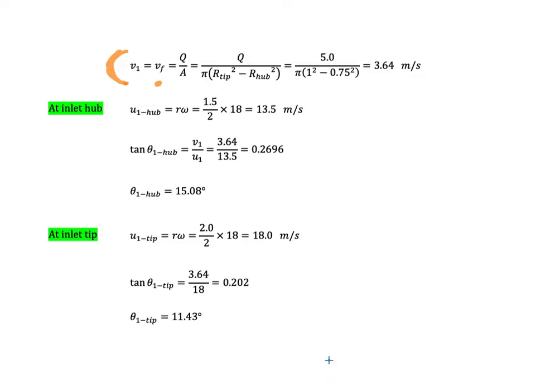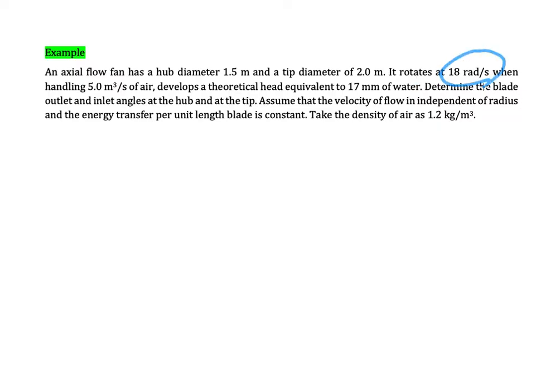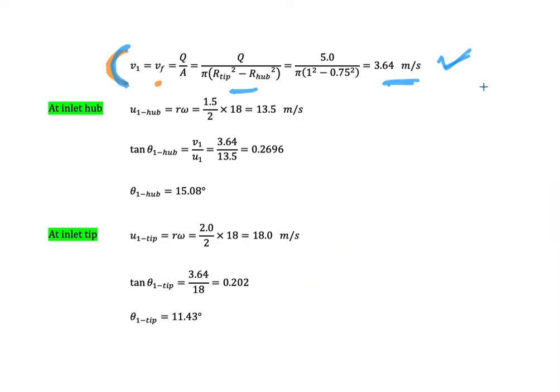So that's why in this calculation, okay, we calculate the velocity of V1 here by using this equation. So and then we could get the velocity here is equal to 3.64 meter per second. So and then in this question, we use radian per second as our rotational speed. So we need to convert the rotational speed into the linear speed. So the conversion is using this equation, U equal R omega. So by using this equation, we could calculate the value of U1 as 13.5 meter per second.